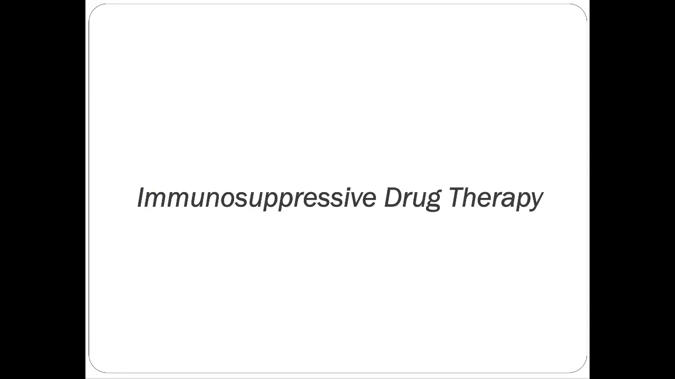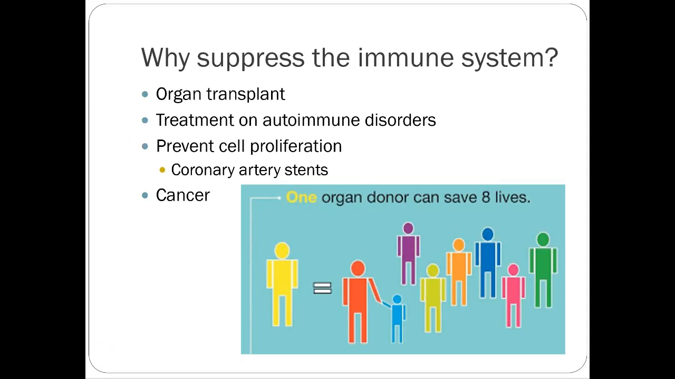Okay, and to finish off the immune system, we're going to talk about immunosuppressive drug therapy. So the question is, why would you suppress the immune system? We're going to focus primarily on organ transplant today. There are a lot of different reasons why you might suppress the immune system, but a big one for chronic immunosuppressive therapy would be organ transplant. We'll talk about certain immunosuppressive strategies for different autoimmune diseases later in the semester, and of course we've touched base on cancer a little bit already.